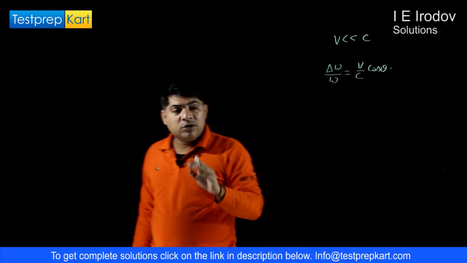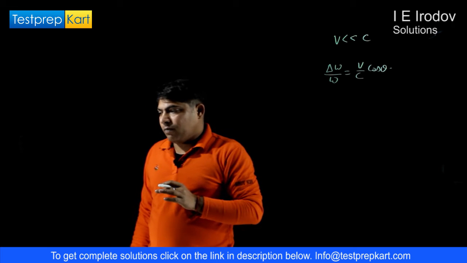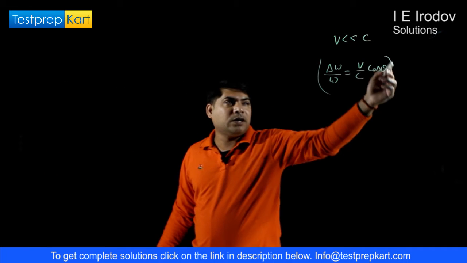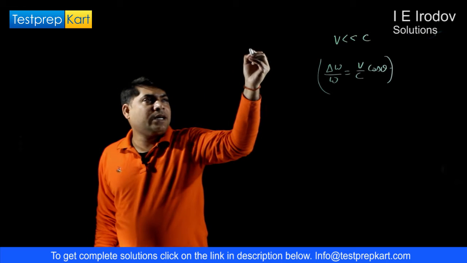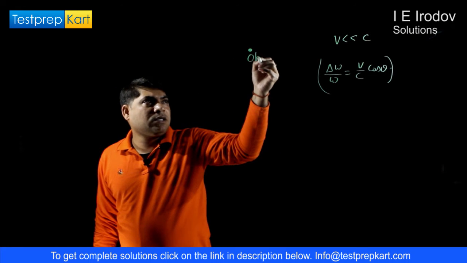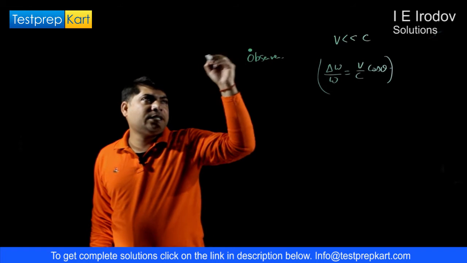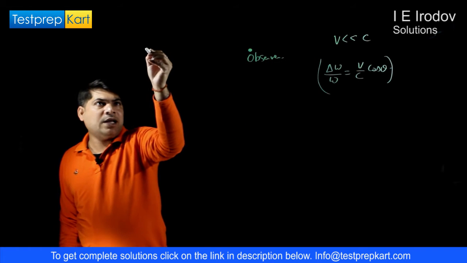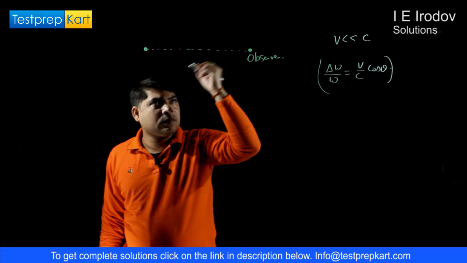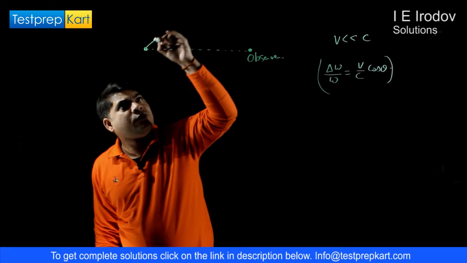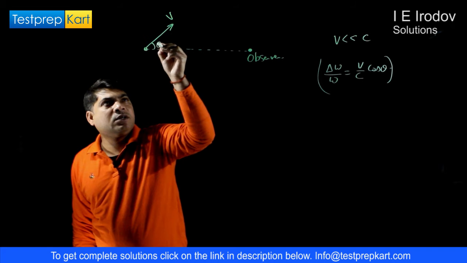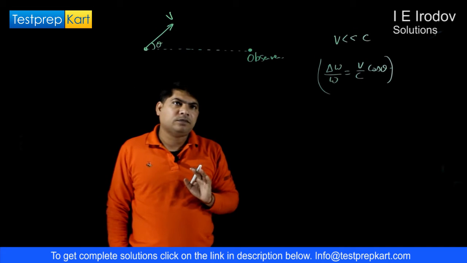So this question is based on Doppler's effect and we have to prove this relation. Let's assume there is an observer, which is stationary, and there is a source in the same line. This source is moving at a certain angle with velocity v. Suppose this angle is θ.